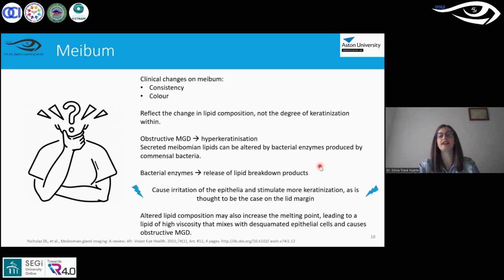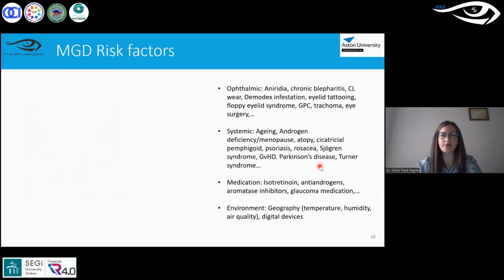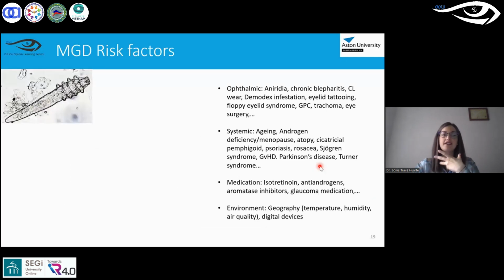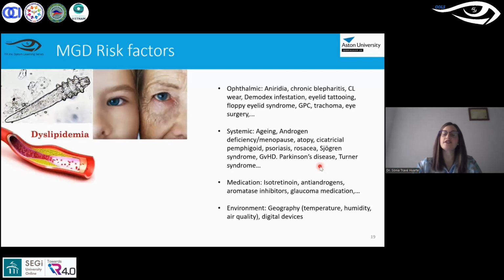And that's why the melting point also increases. So a very important thing to be aware of is the risk factors that we have to develop that. Apart from the aging that we've already said, which is a systemic thing, we have Demodex. We have any buildup of blepharitis or any buildup of microbes or biome within the lid margin. And then we also have things such as tattooing or floppy eyelid syndrome, as we've said before.